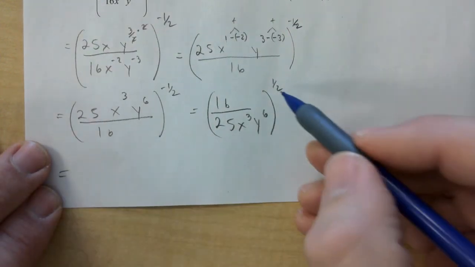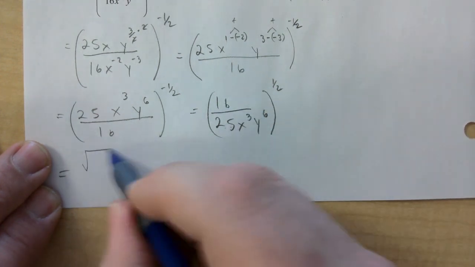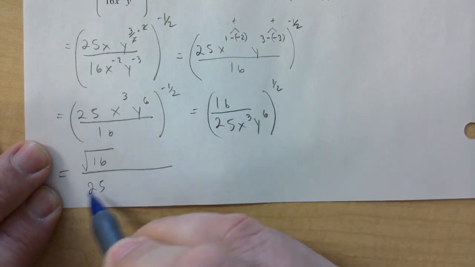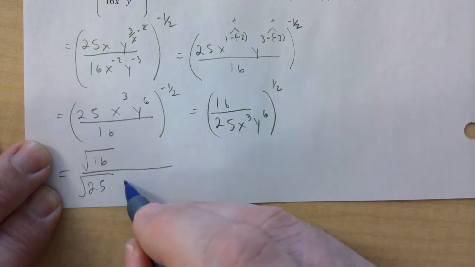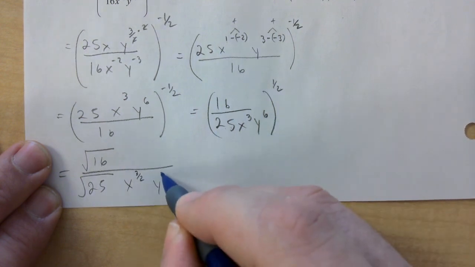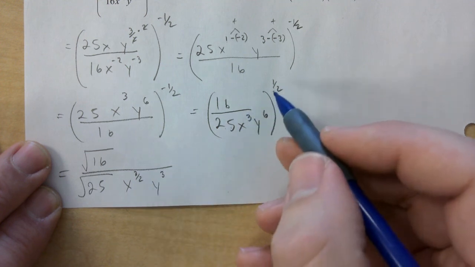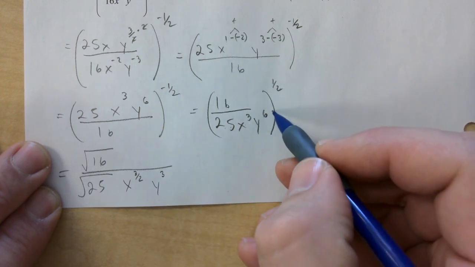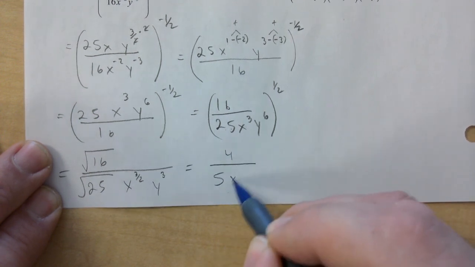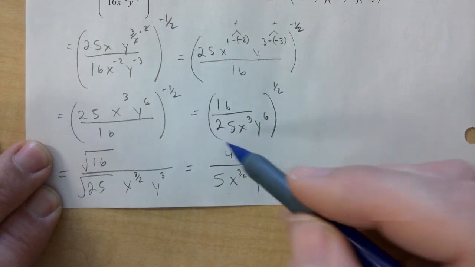And now you can apply this half to everything in there, and we know that it's the square root of these guys. And it's 25 square root as well. X to the 3/2, y to the 3, right? Because it's really just halving everything that's in there, all the exponents. They're multiplying, right? And you have 4 over 5, x to the 3/2, y to the 3.